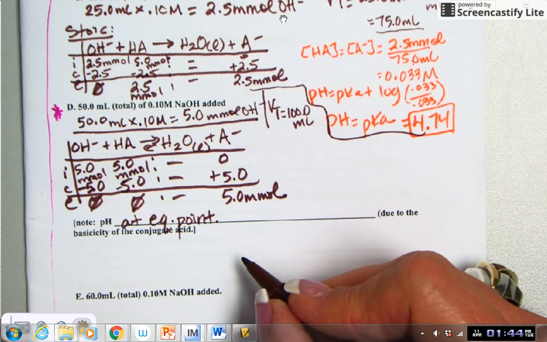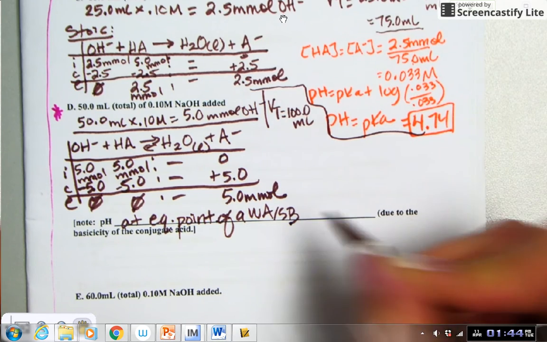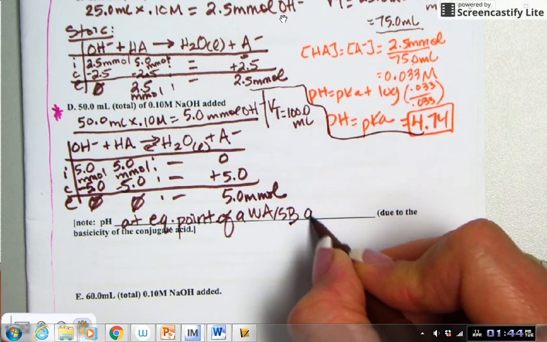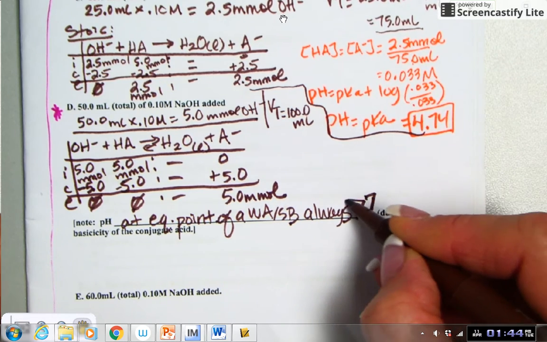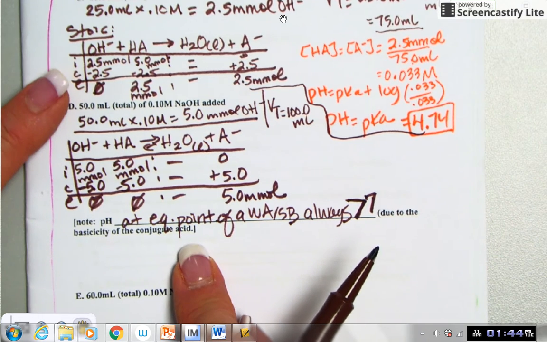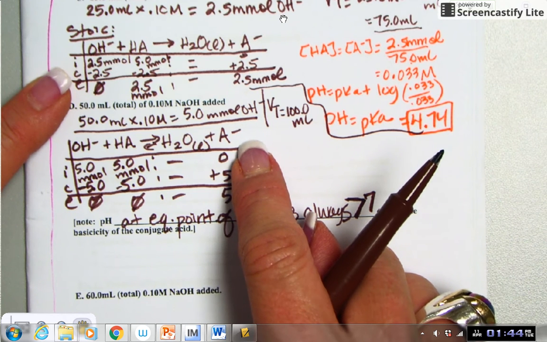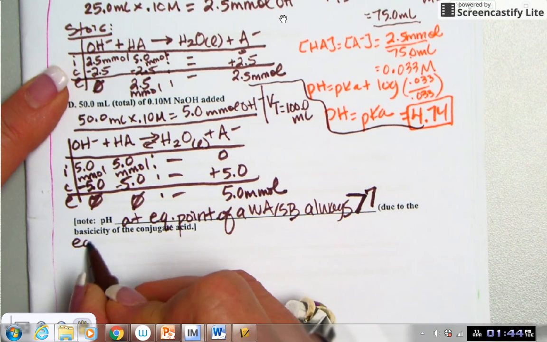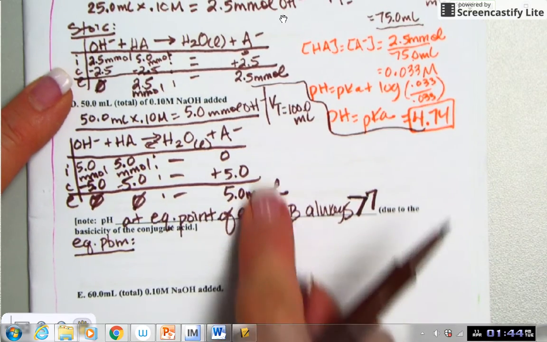The pH at the equivalence point of a weak acid, strong base titration is always going to be greater than 7. And it's due to the basicity of the conjugate base that we have here, the conjugate base of this acid. So at this point, what you have to do is an equilibrium problem. You cannot use Henderson-Hasselbalch. So you take what we have that's remaining.